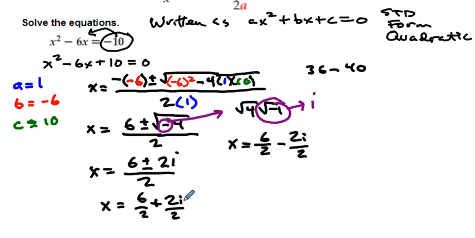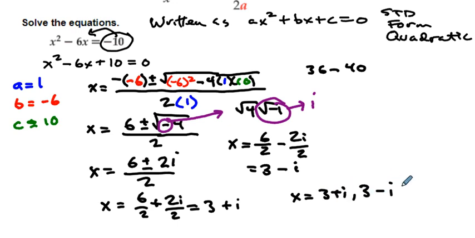All right, so let's simplify these. So 6 over 2 is 3, and 2 over 2 is 1. So I just get 3 plus i over here. And this one's going to work the same. You're going to get 3, because 6 divided by 2 is 3, minus i. So my solutions are x equals 3 plus i and 3 minus i. Those are my complex solutions. And they're weird, and I get it, but that's how this works.